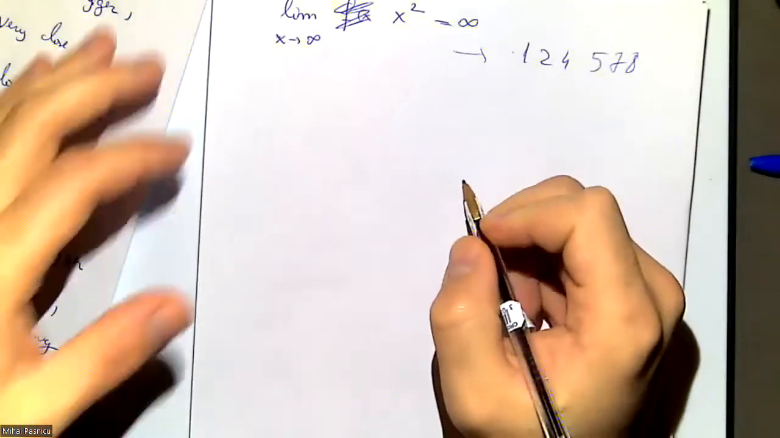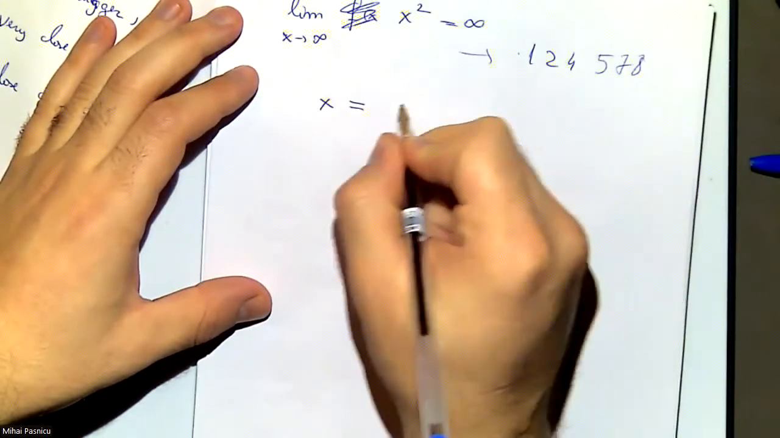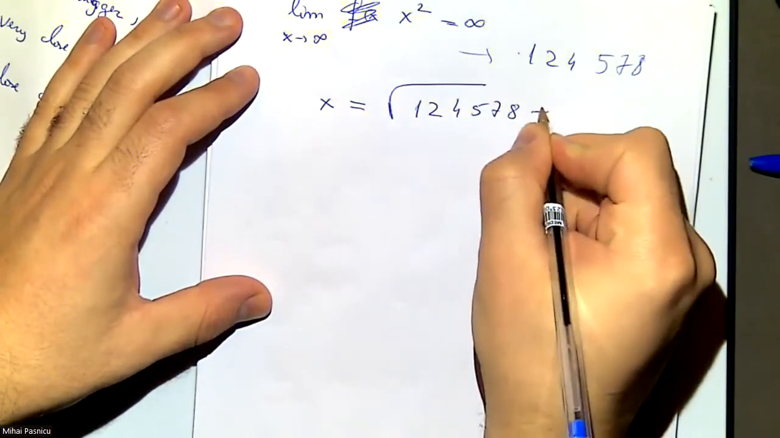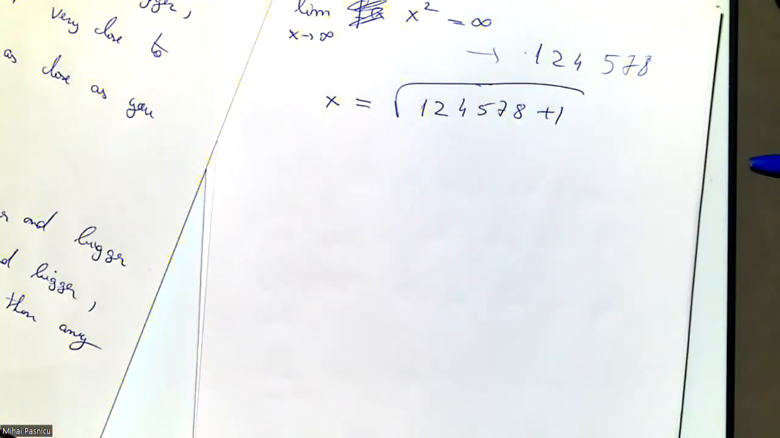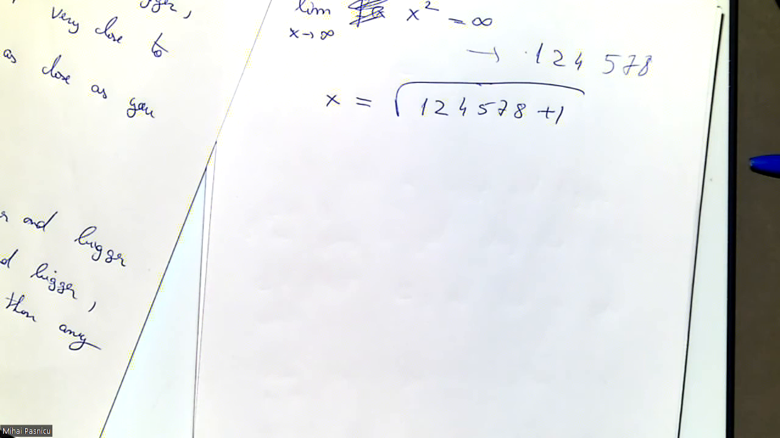I have no idea. At that point, I'm just going to give x the value square root of this plus 1. And so I'm going to make my x squared bigger than that. That is the definition of when something goes to infinity. It just grows bigger than anything you can give me. It doesn't have a maximum. That is the definition of going to infinity.